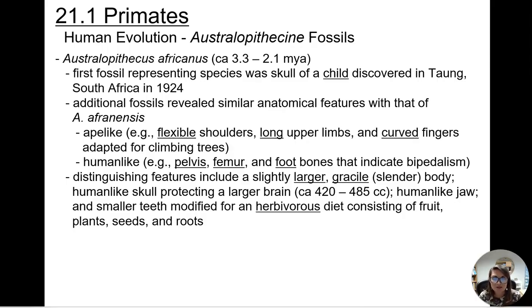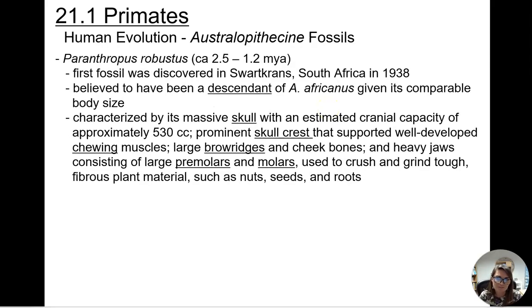Distinguishing features that are going to include slightly larger, gracile or slender bodies, human-like skull protecting a large brain, human-like jaw, and smaller teeth that are modified for a herbivorous diet that consists of fruit, plants, seeds, and roots.